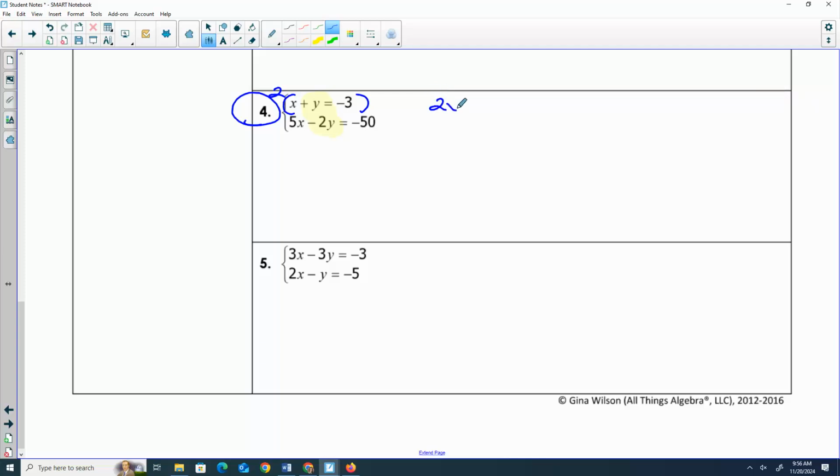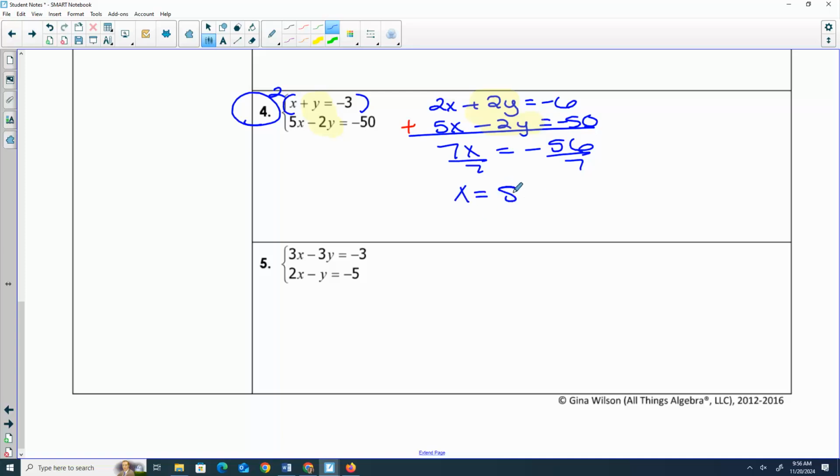So this gives me a 2x plus 2y equals negative 6. We didn't change the second one. So if we look, positive 2 and negative 2, they are now opposite. So we can add these together. So we get 7x equals negative 56. Divide by 7, and x is negative 8.